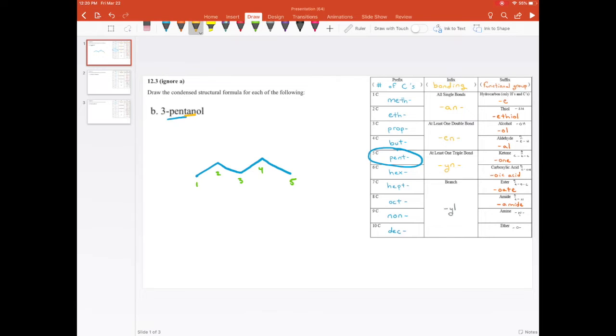The infix AN means you have all single bonds, and the suffix OL is telling you that you are dealing with an alcohol. So you're going to have an OH coming off of it. Where does it come off? Well, it comes off of carbon number 3. So we're going to have that OH coming off of carbon number 3, and there it is. We'll draw it all in the same color just in case you wanted to see what that would look like, but that would be the formula for 3-pentanol.